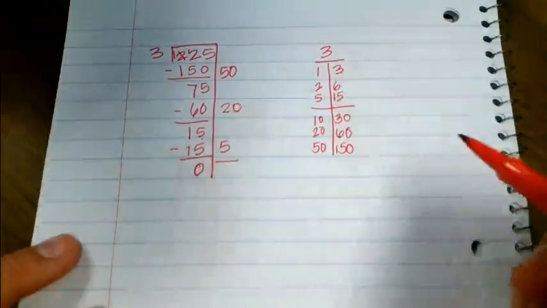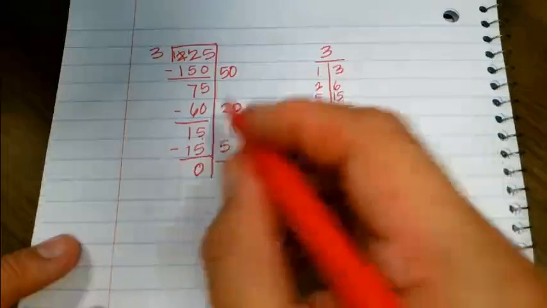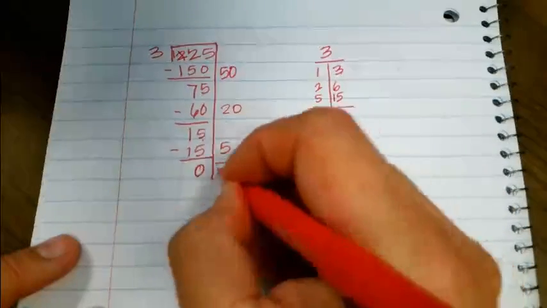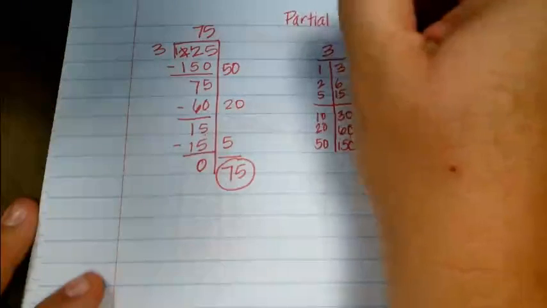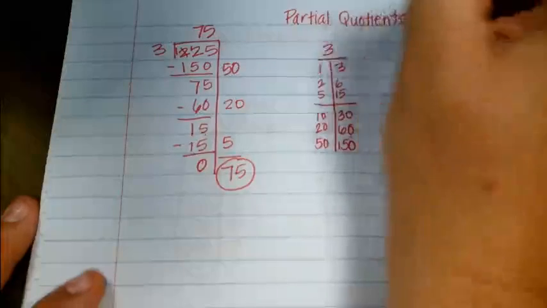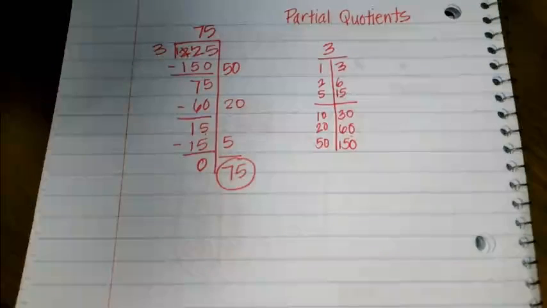50 plus 20 is 70. 70 plus 5 is 75. So that means my answer up here is 75. And that is how you do Miss Zimmerman's version of partial quotients. We will be learning the standard algorithm next week.